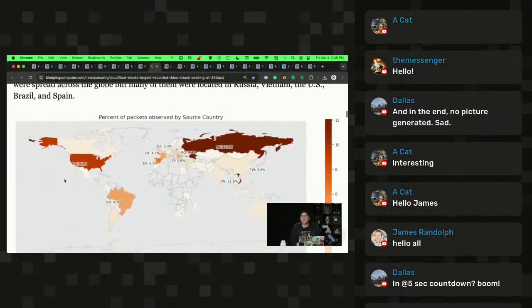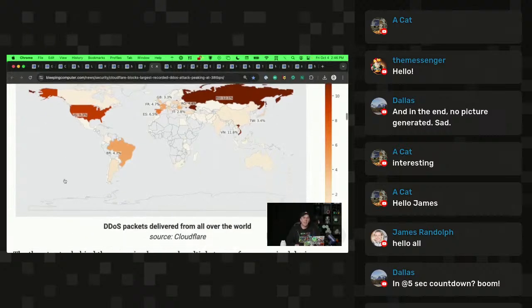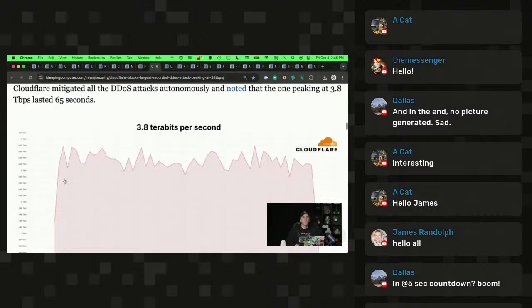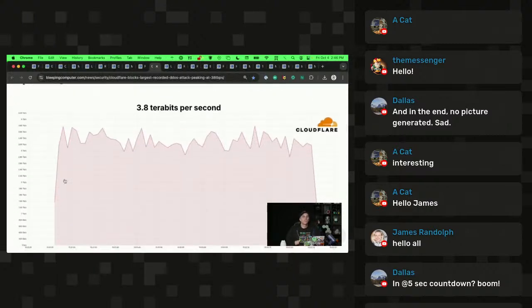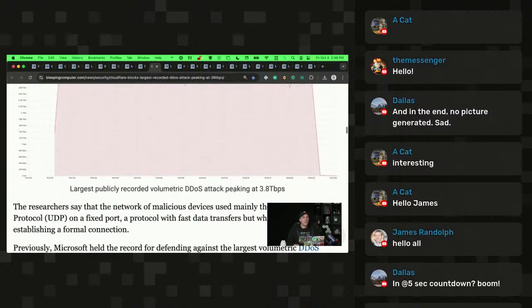And you can see the breakdown of where these packets were coming from. So it looks like a lot of Russian servers, but then also United States, Brazil, and also Spain randomly. So yeah, interesting to see where the compromised servers were here. But again, you don't necessarily need to compromise a server in order to cause it to create a distributed denial of service attack. And you can see it looks like the spike is right about here where the most sustained traffic actually happened. But largest publicly recorded volumetric distributed denial of service attack. Write it down in your calendar.